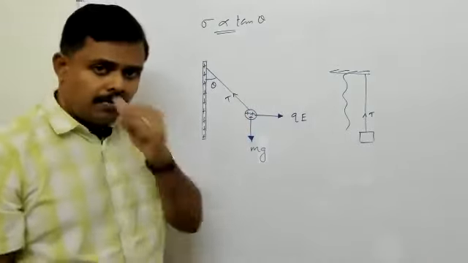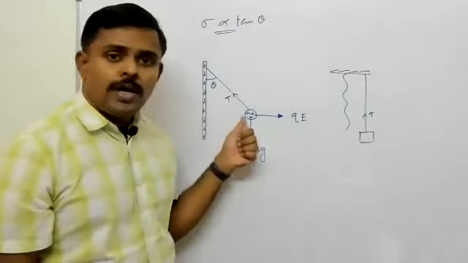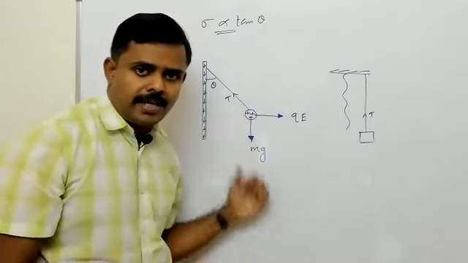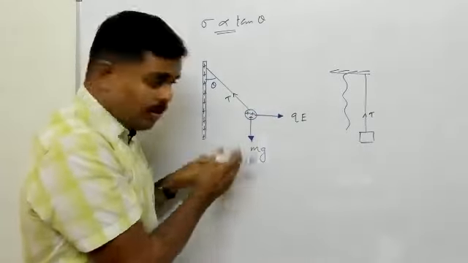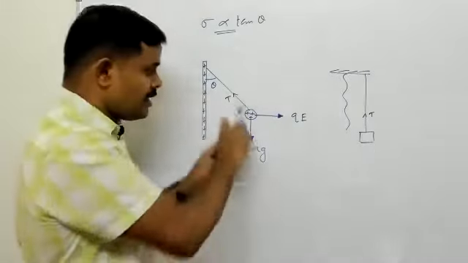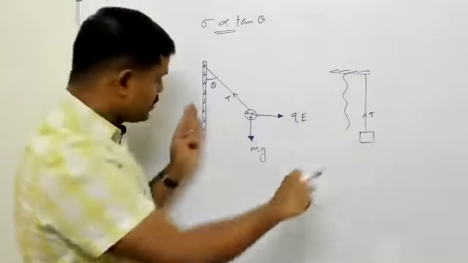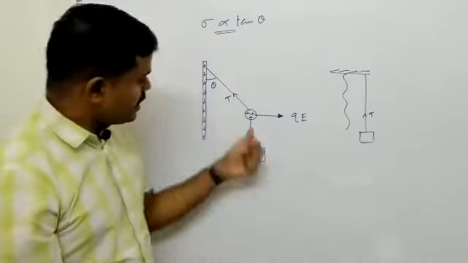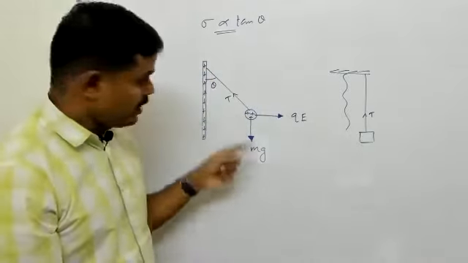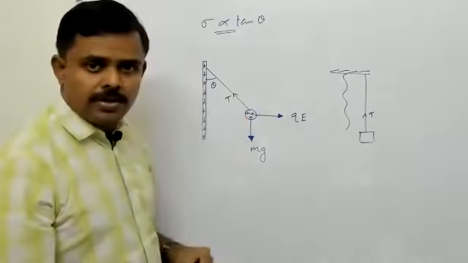Let me repeat. What are the forces on the bob now? One force is the weight exerted by Earth, mg. That is in the downward direction because Earth is pulling the body in the downward direction. Then there is electrostatic force to the right. This plus is repelling plus to the right. That is QE. And there is tension on this wire. Tension is what? From the body outwards along the string.